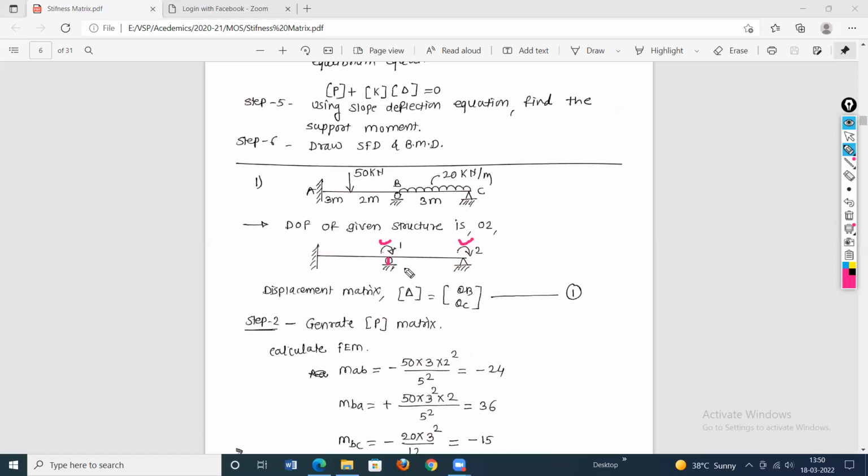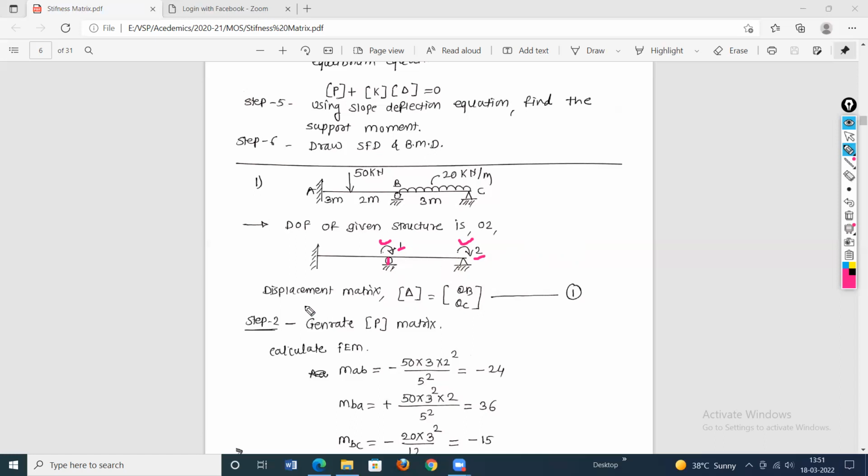Okay, now these rotations are the unknown displacements at supports B and C. Now give the numbers. So first of all, we'll give this rotation degree of freedom as number 1 at point B, and this particular one as number 2. So these are the two coordinates. This is coordinate number 1 and this is coordinate number 2.